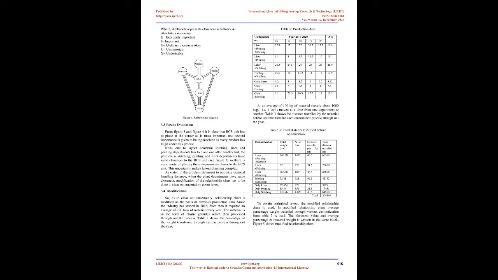stitching, printing and liner departments have the same closeness to the BCS unit, see Figure 3, so there is uncertainty of placing these departments closer to the BCS unit. This uncertainty makes layout planning complex.